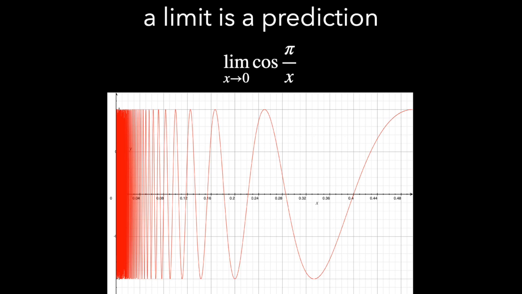So a limit is a prediction, and last time we saw this function cos pi over x, and as x gets close to 0, it wiggles faster and faster. We can't possibly make a prediction. The limit from the right doesn't exist, and the overall limit doesn't exist.